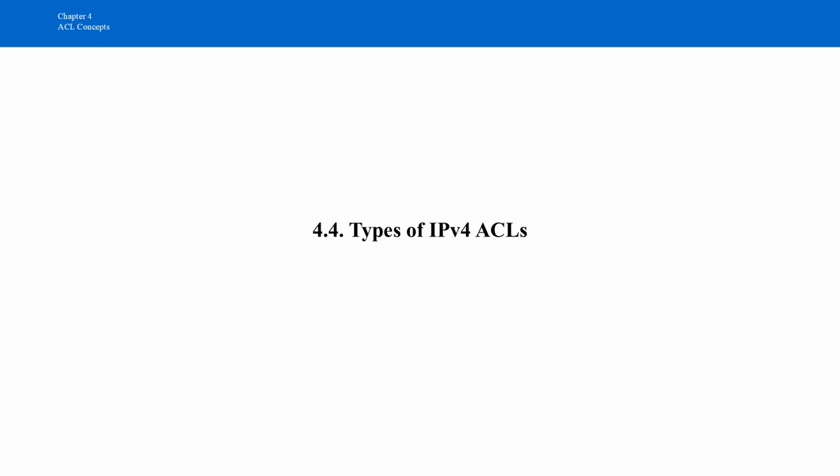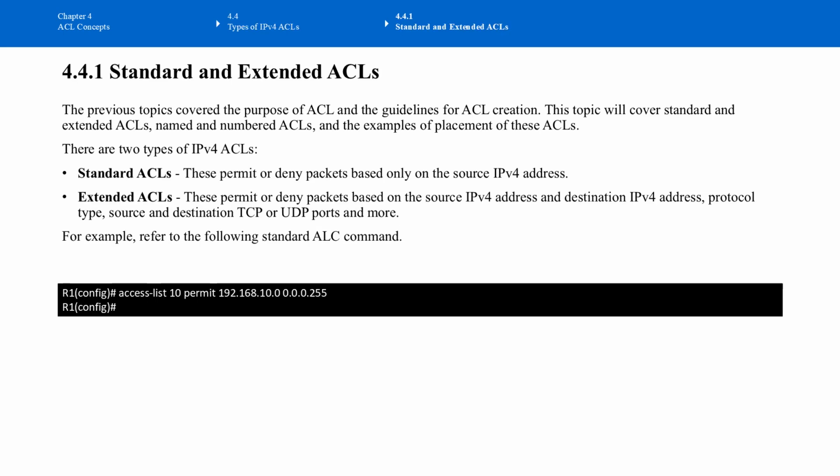4.4 Types of IPv4 ACLs. There are two main types of IPv4 ACLs, the standard ACL and the extended ACL. Let's talk about the standard ACL first. It checks only the source IPv4 address and it can permit or deny based on who is sending the packet. It cannot examine the destination address, protocol, or port number.